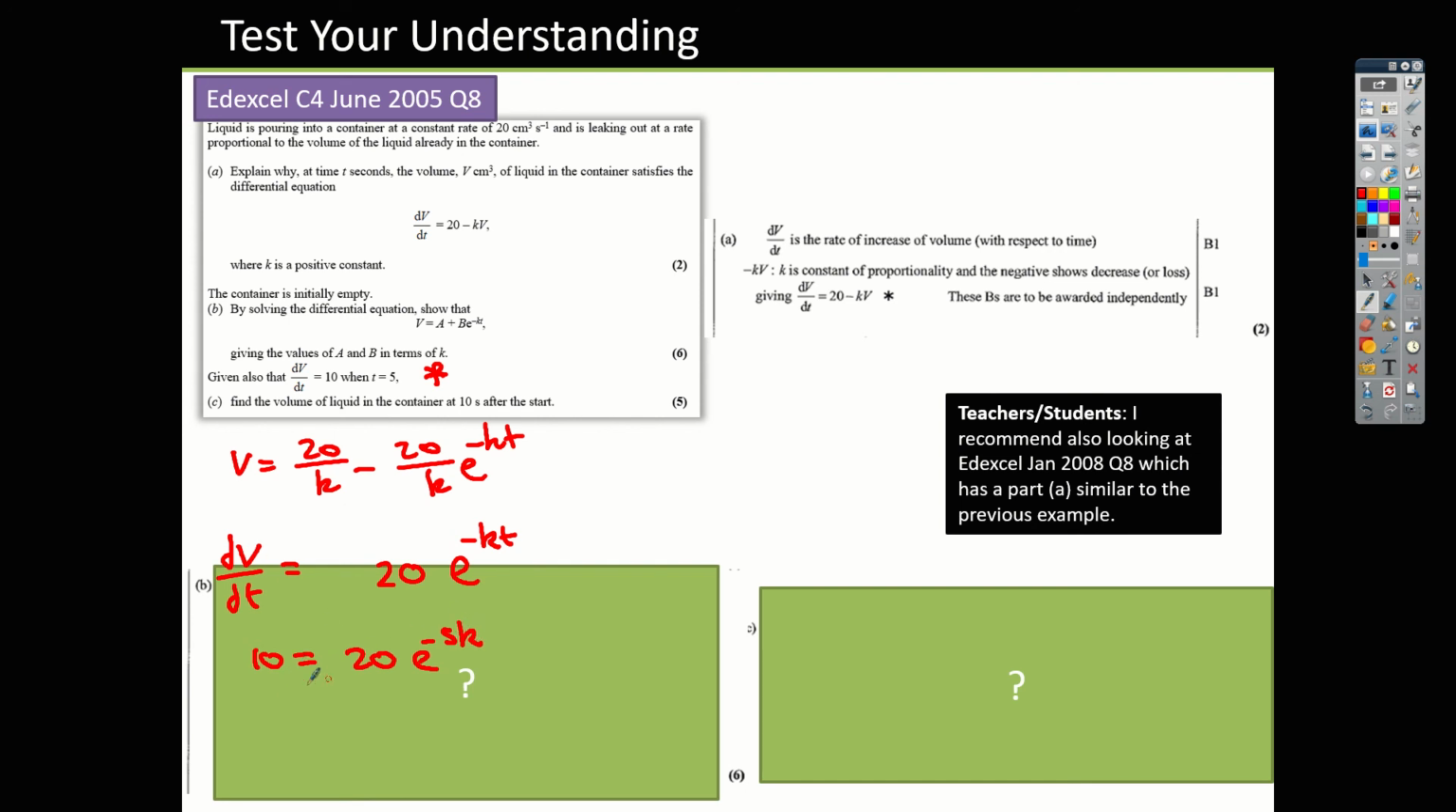Now we can solve for k. So I'm going to divide by 20. That gives me 10 over 20 is a half, e to the minus 5k. I'm now going to take natural logs. Natural log of half equals minus 5k. Now I'm going to multiply by minus 1, but multiplying this log by minus 1 at the front is going to flip this half back to a 2. So I can now do this. Natural log of 2 equals 5k, and then I'm going to divide by 5. A fifth ln 2 equals k. Okay, that's important.